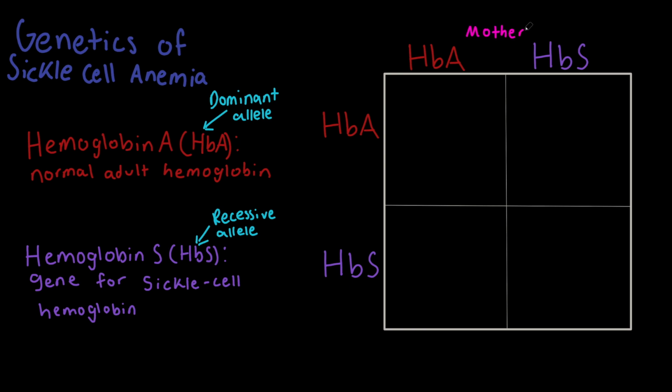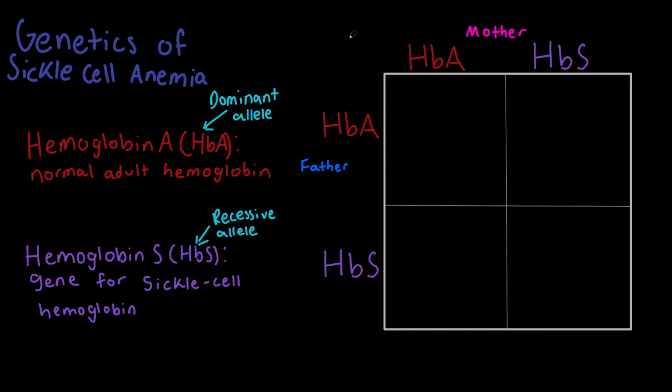Now the superior portion of the Punnett square will be the mother's heterozygous genotype, while the lateral portion of the Punnett square will be the father's heterozygous genotype. We'll talk about genotypes later. The boxes in the Punnett square represent the offspring. Now, as you can see, the mother and the father have a heterozygous genotype, meaning they both have one allele for hemoglobin A and one allele for hemoglobin S.